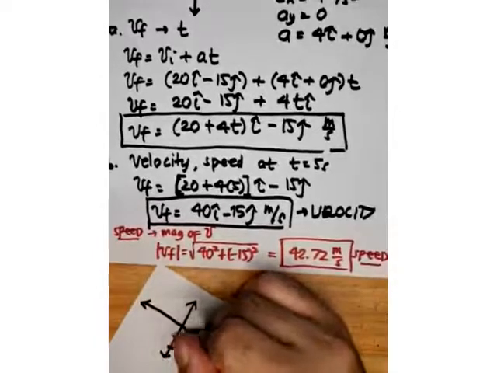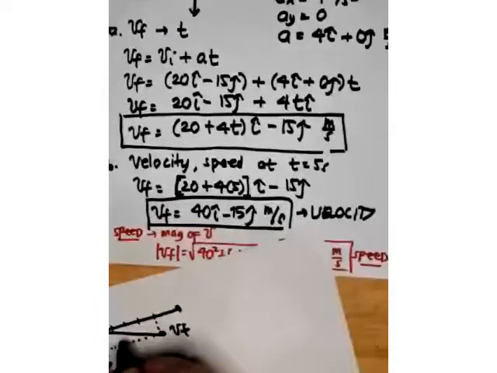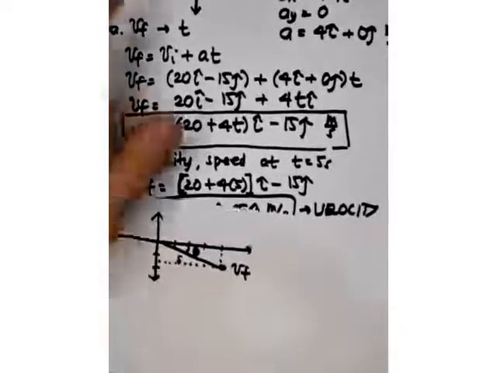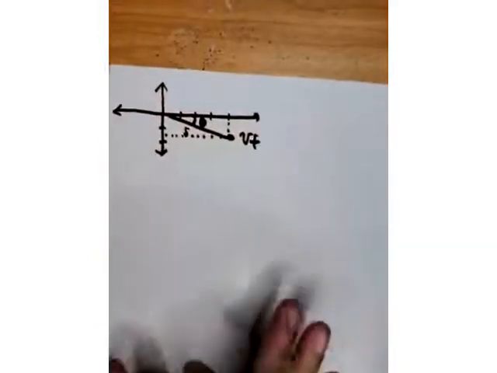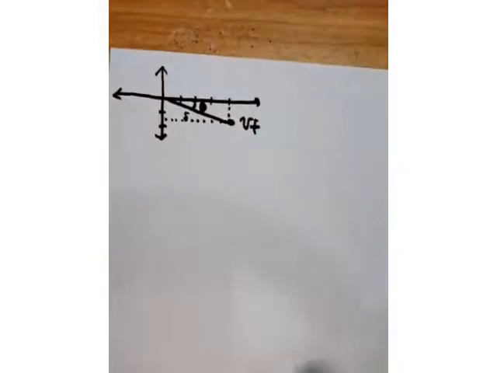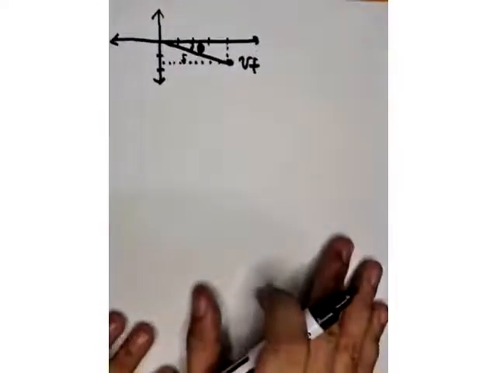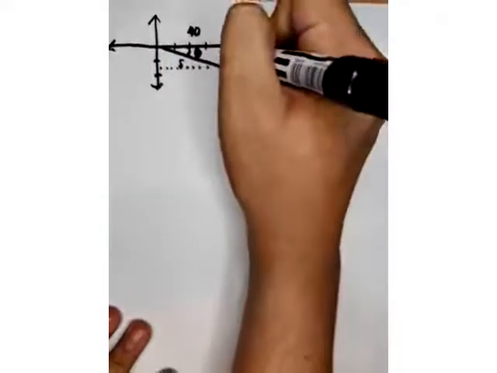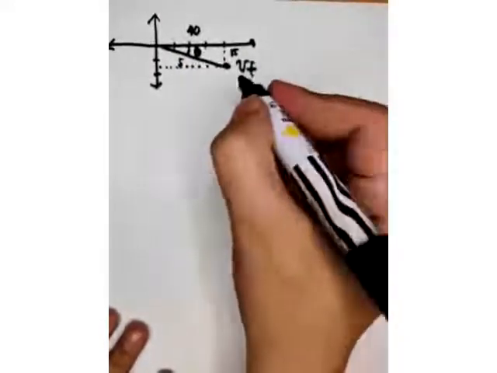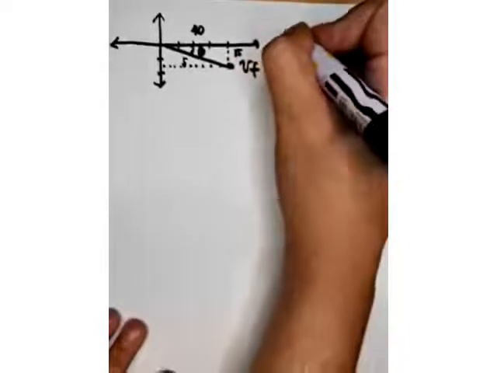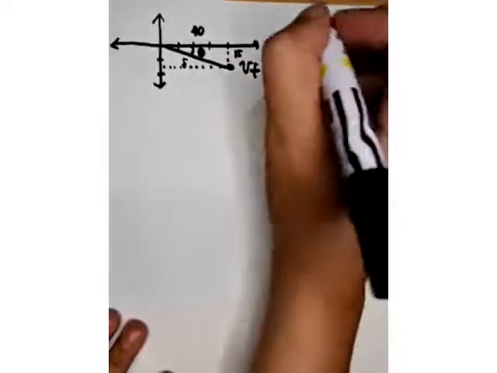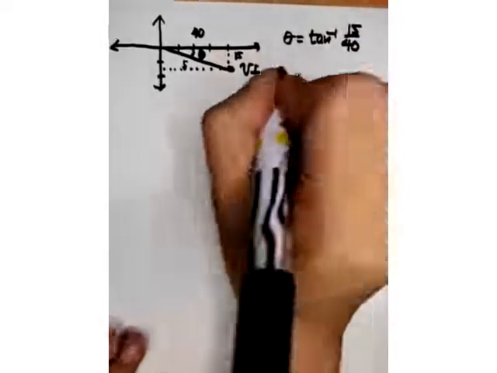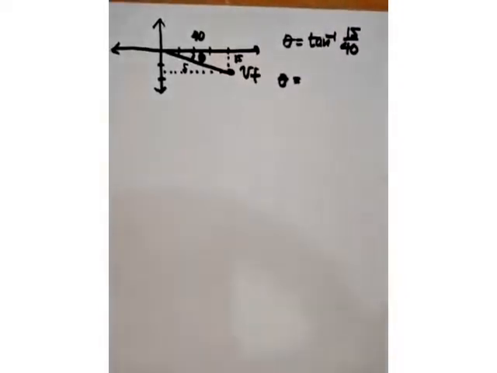So yung magnitude niya is ito. So ito yung kanyang speed. Ayan. So ang hinahanap natin ay theta. Kung theta yon, so therefore, 40 ito. And then ito ay 15. So kukunin natin ng theta, mag-arc tangent tayo. So theta is equal to arc tangent of the opposite over adjacent.